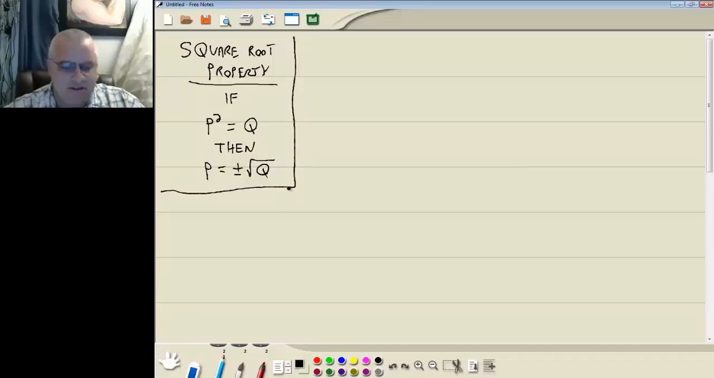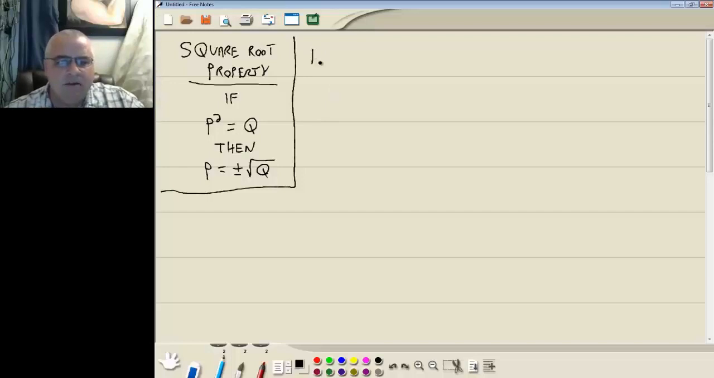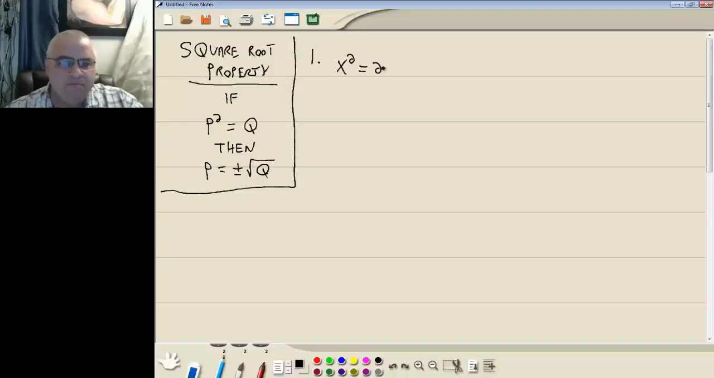Let's take a look at some problems dealing with this. We've got x squared is equal to 25. Now this property says the entire left side has to be squared. As I look at this problem, I see the entire left side squared, so we can apply our square root property directly. So we drop our square, and we put a plus or minus square root around the other side.